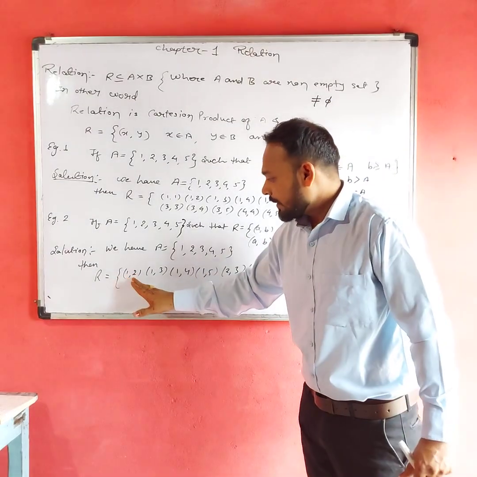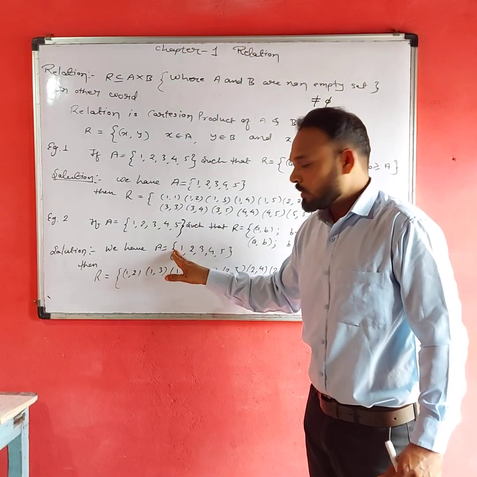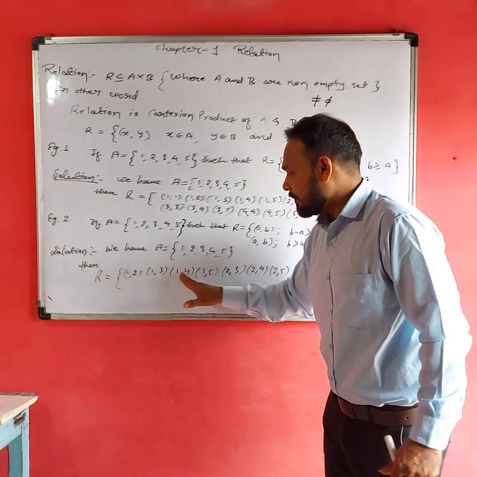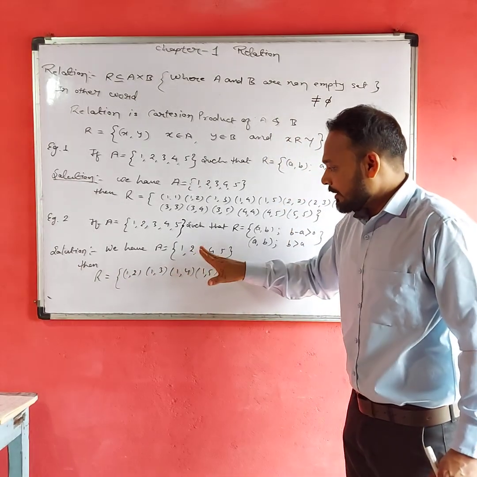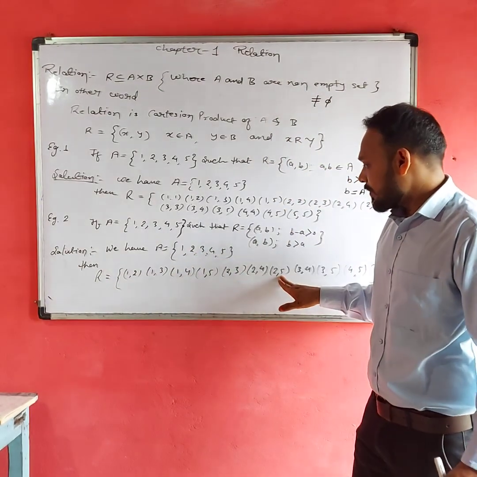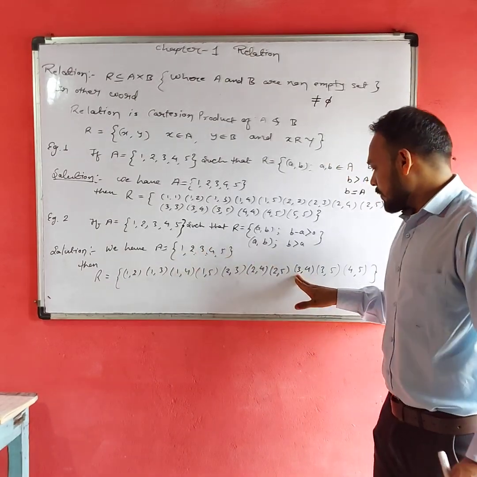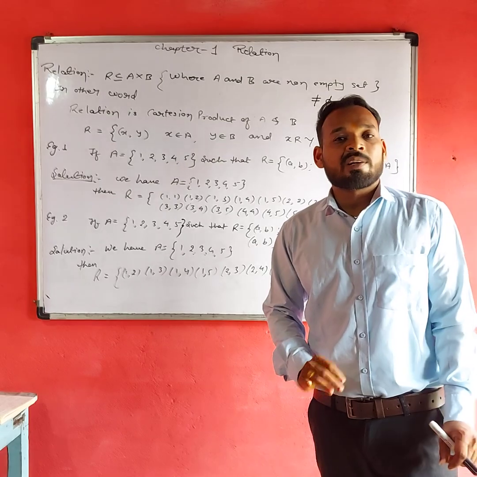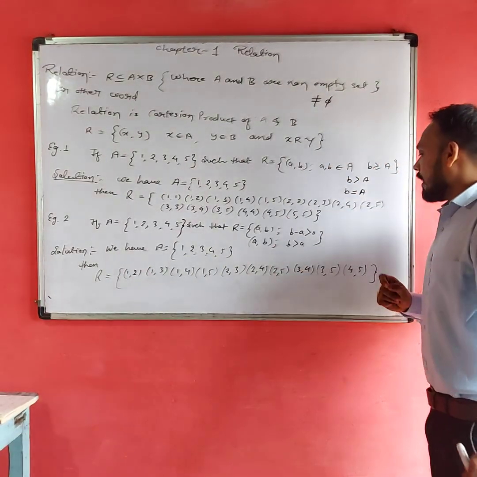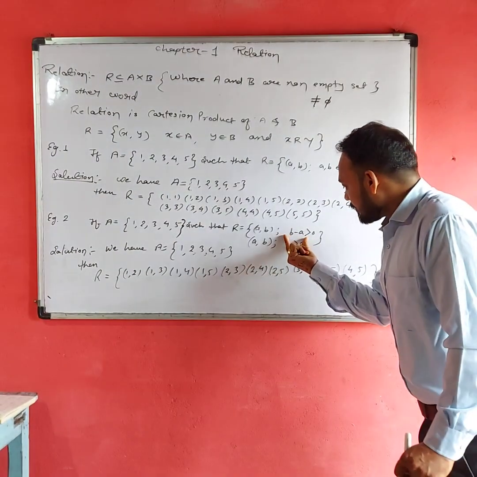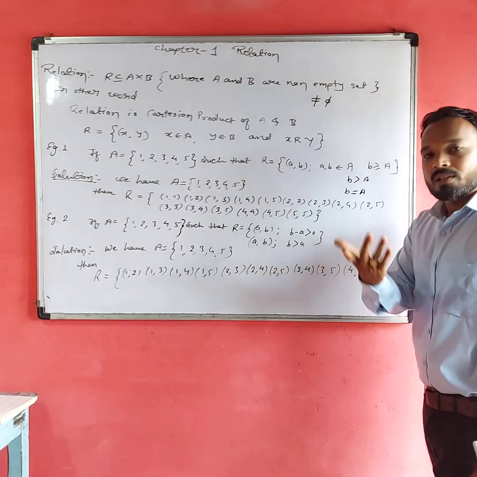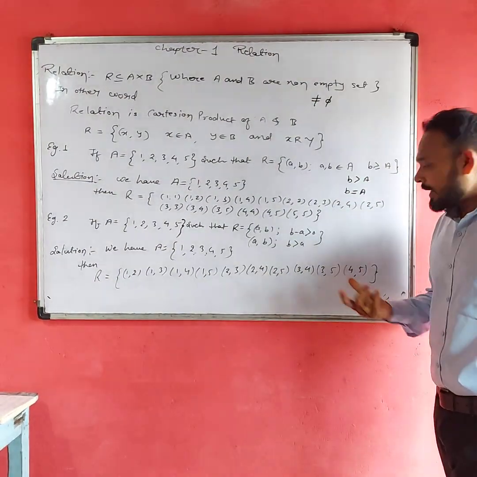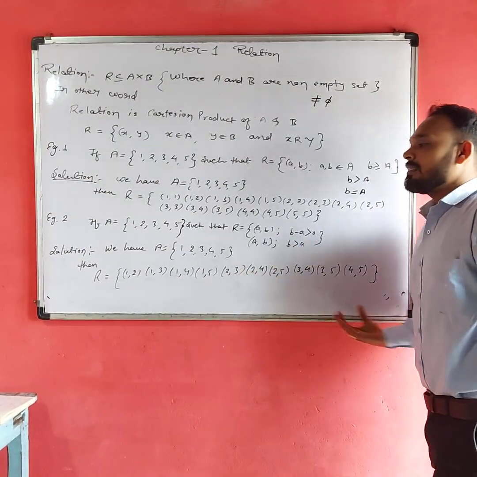Okay, means the first element is related to every greater element: (1, 2), (1, 3), (1, 4), (1, 5). Second element: (2, 3), (2, 4), (2, 5). And third element: (3, 4), (3, 5), and the fourth element: (4, 5). But (5, 5) is not included. Why? Because it's not equal. Okay, so b minus a greater than 0 gives this relation.